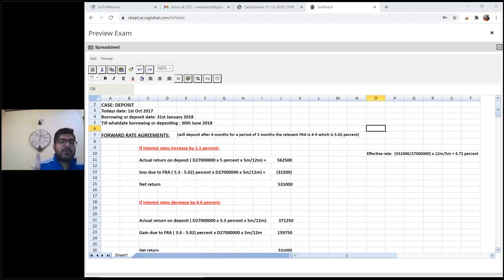If it's 1st January, you are depositing on 31st January, so it's exactly 1 month, 30 days. Since it's 1st October, you are investing on 31st January, so it makes 4 months.